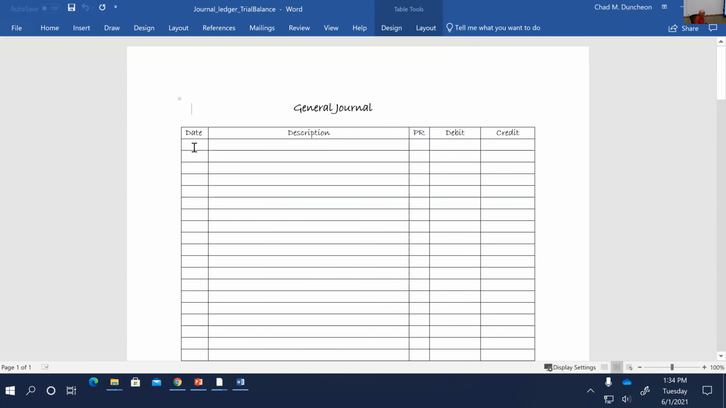This is our general journal. As you can see, we have a date column. We have a description column. This is where we're going to put our account titles. The PR is called a post reference, which we're going to talk about in a minute. This will be our next thing after we get done with journal entries, posting to a ledger. You're not going to use that at all, but you'll see that in the journal. Then you have a debit column and a credit column.